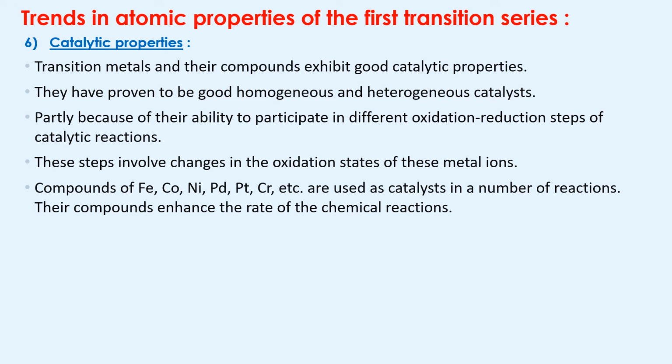Now which compound can be taken as a catalyst? So compounds of iron, cobalt, nickel, palladium, platinum, chromium, etc. are used as a catalyst in a number of reactions. Their compounds enhance the rate of a chemical reaction. Transition metals and their compounds have a good catalytic property.